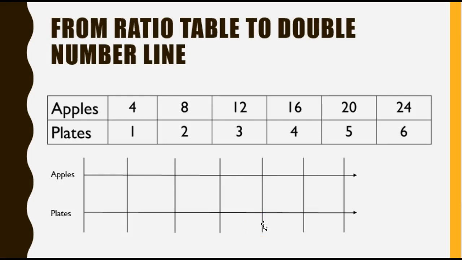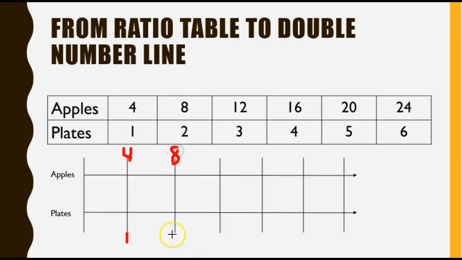Use an example we looked at before with our apples to plates. Now, just like in the ratio table, I can start out by representing on my double number line. Here's my apples to plates. So my top row of numbers is going to represent my apples, and my bottom row of numbers is going to represent my plates. My ratio was a 4-to-1. So for 4 apples, I had 1 plate.